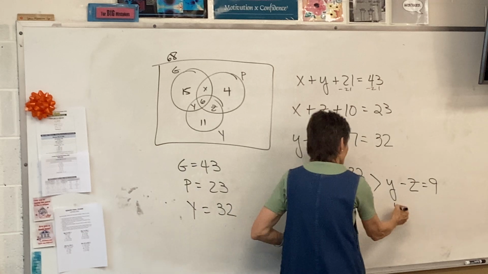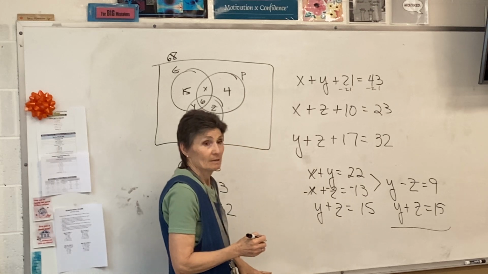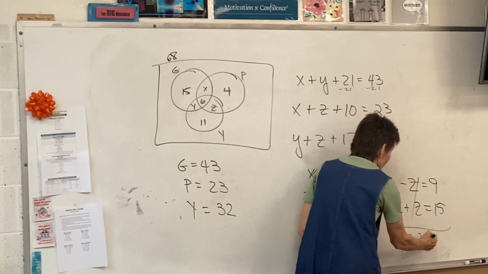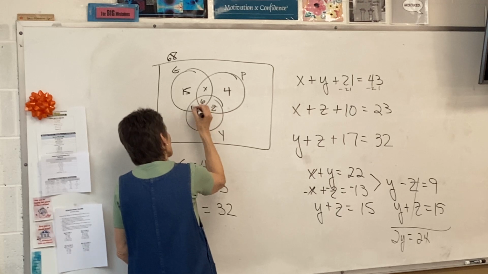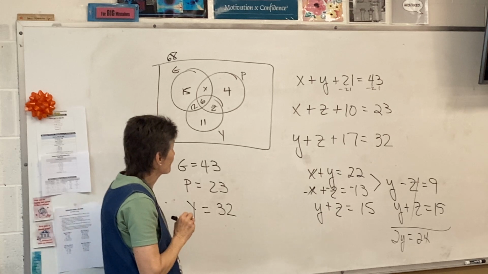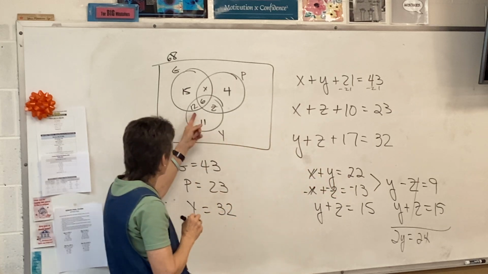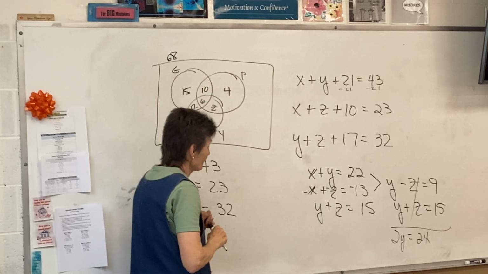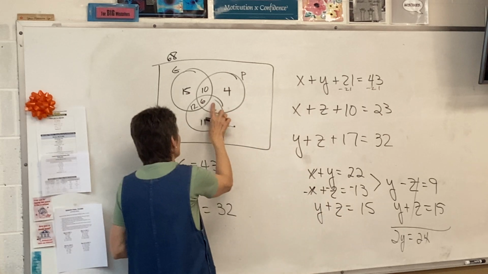But look at the one on the bottom. Y plus Z is 15. So now I can get rid of my Z's. 2Y equals 24, and it looks like Y is 12. So I can put a 12 right there in the Y spot. Now, if X plus Y is 22, but we already know Y was 12, then it looks like X has to be 10. And if 12 plus Z is 15, it looks like Z is only 3.